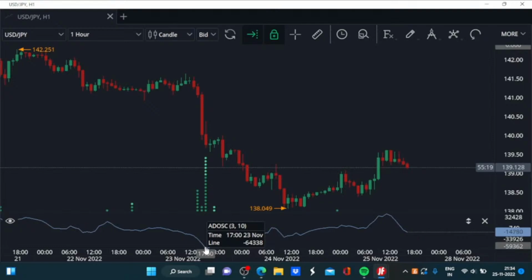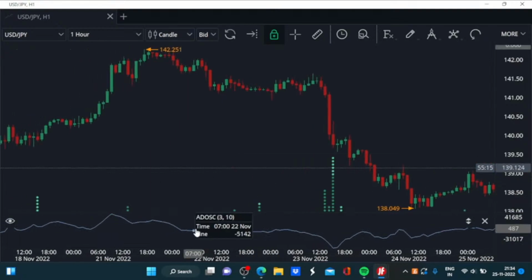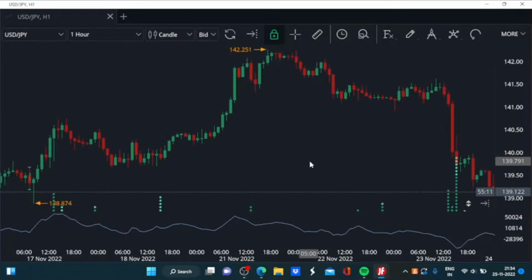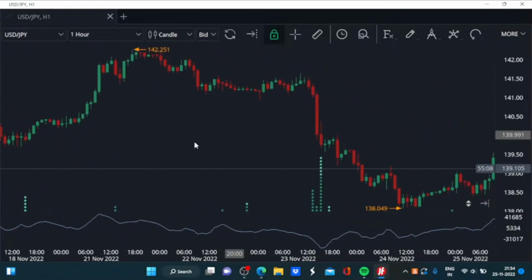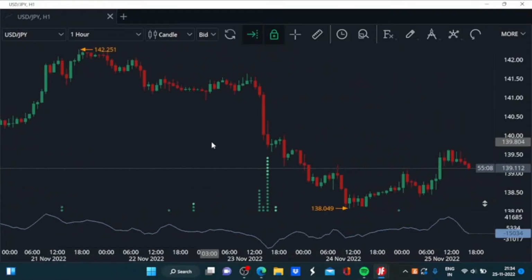All we have to do is pay attention to the territory, whether it is in positive territory or in negative territory, and if it is on the rise or on the decline. Suppose we have the oscillator value in positive territory and at the same time it is on the rise, that means the momentum is picking up.